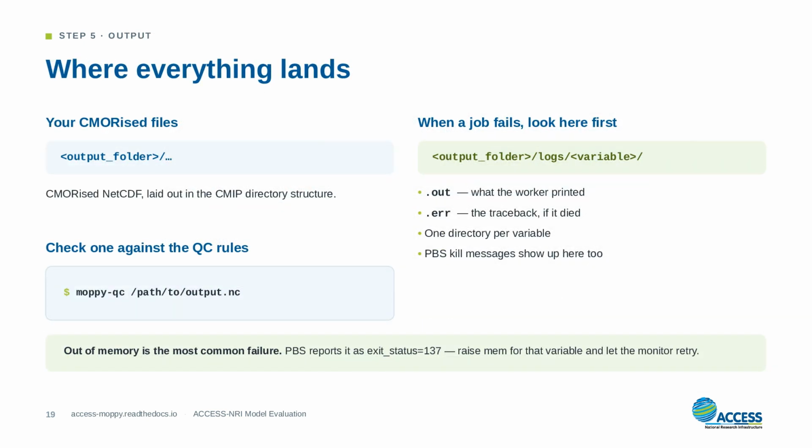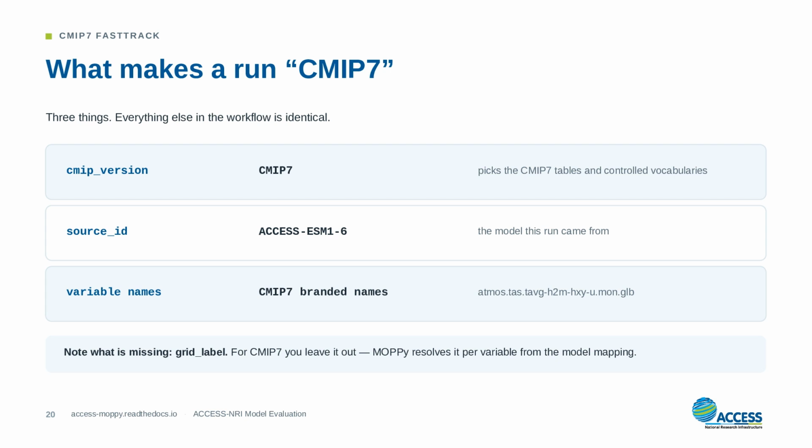Your CMORised NetCDF files are written under the output folder. Per variable PBS logs, .out and .err, land in a logs directory underneath it. 1 directory per variable. That's the first place to look when a job fails. And to check a file against the CMIP7 output QC rules, run moppy-qc on it. So that's the general workflow.